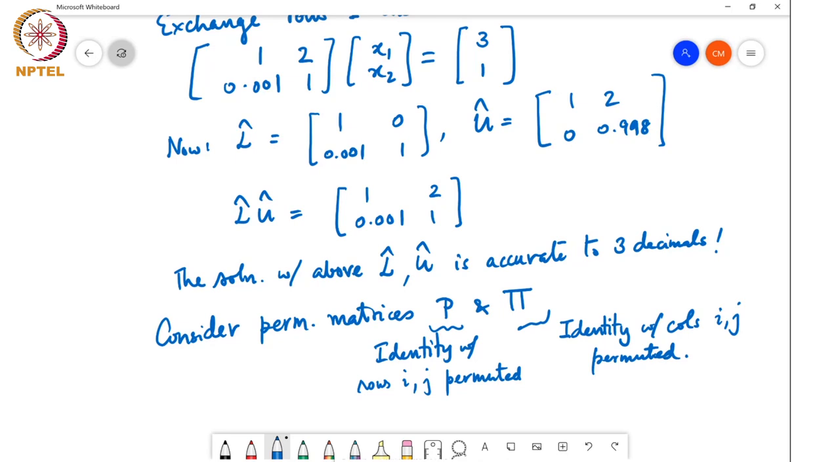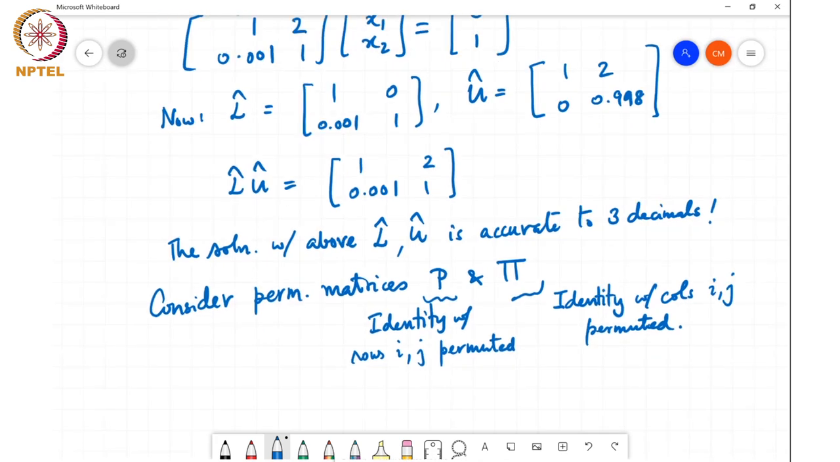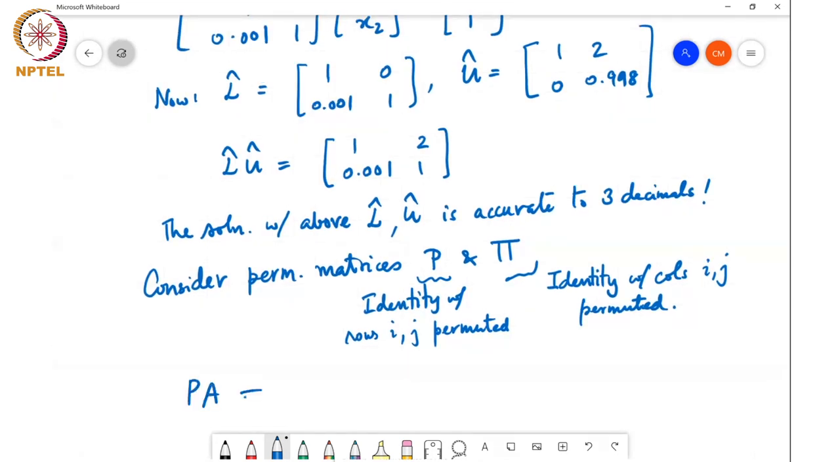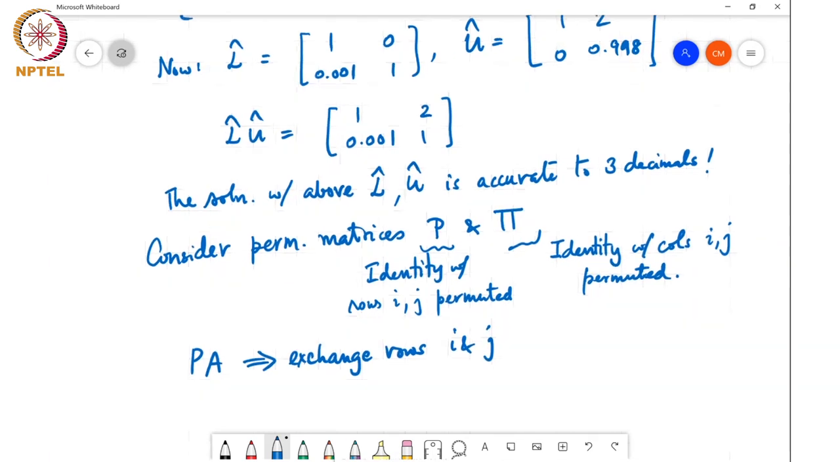Then pre-multiplying by P, so PA, what it does is to exchange rows i and j. And if I do A pi, this gives me a matrix where I've exchanged columns i and j.